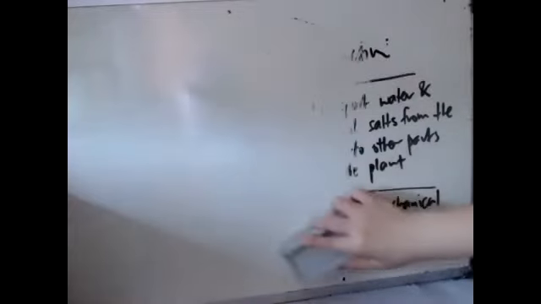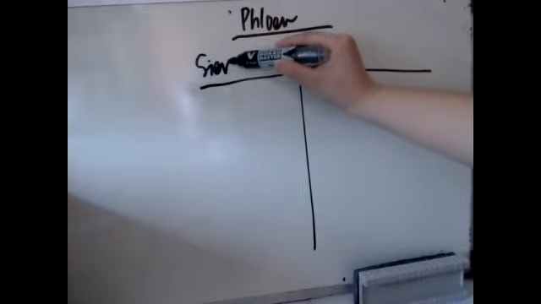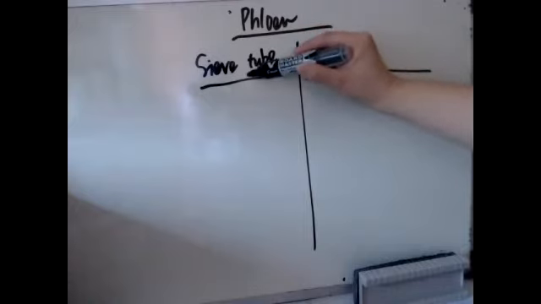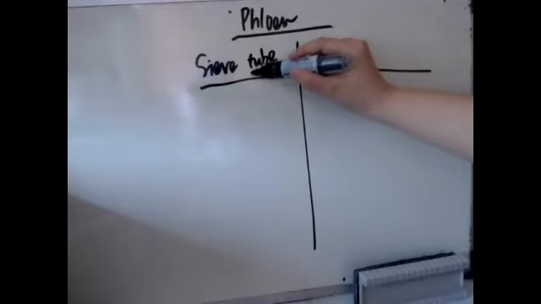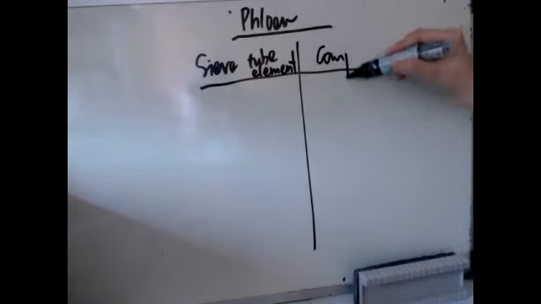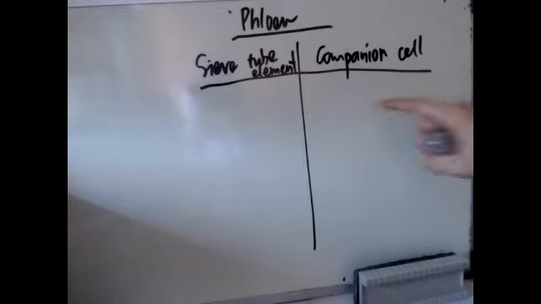Let's take a look at phloem. Phloem is a collective name for two structures. The structure known as sieve plate or sieve tube element. And the bottom one, the second one, is companion cell. They work together to form phloem.